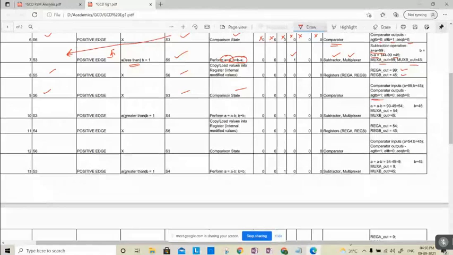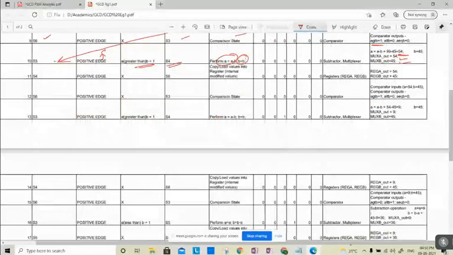Now S3 state, positive edge, A greater than B is equal to 1. Next state will be S4, perform A is equal to A minus B. 99 minus 45 is equal to 54. Mux A output is 54, mux B output is 45. Then after that, a delay state or a wait state is being used here. This is the wait state, so the register values get copied.